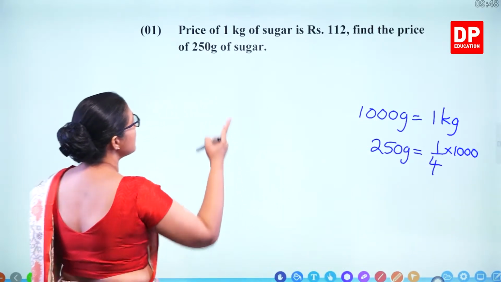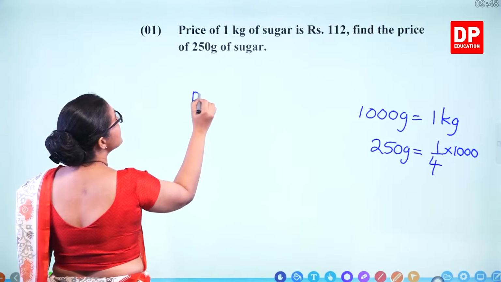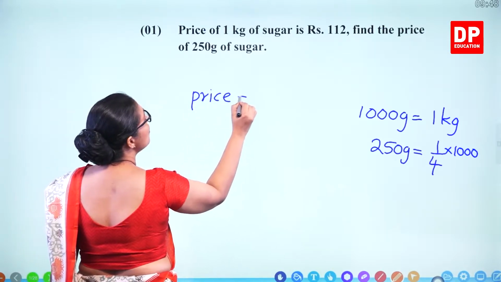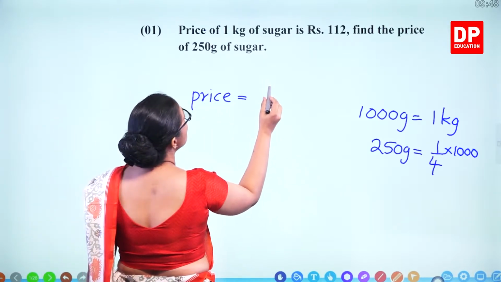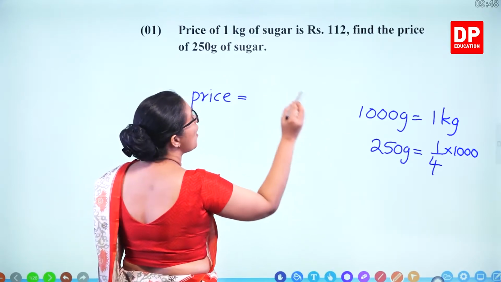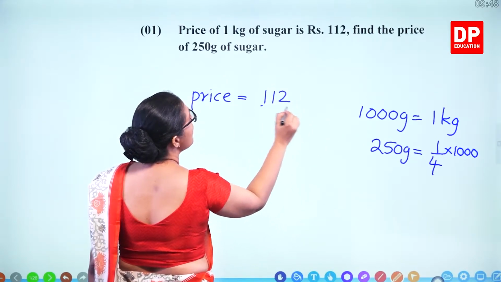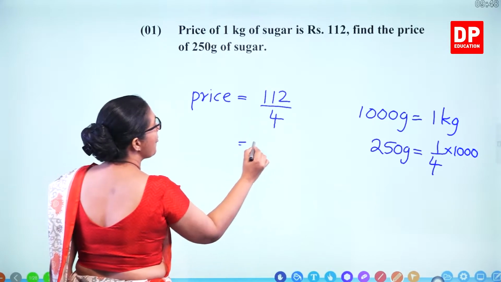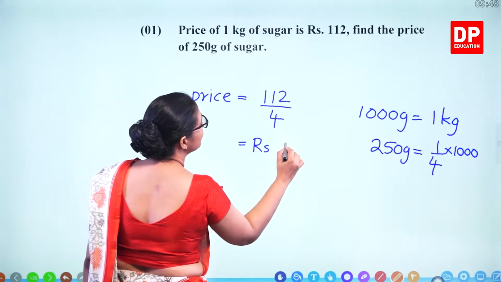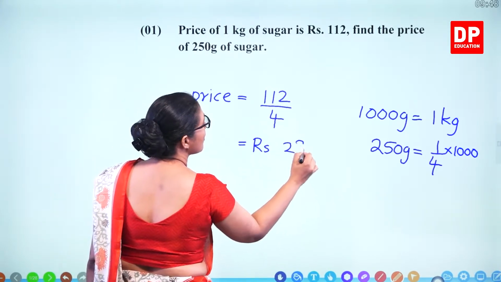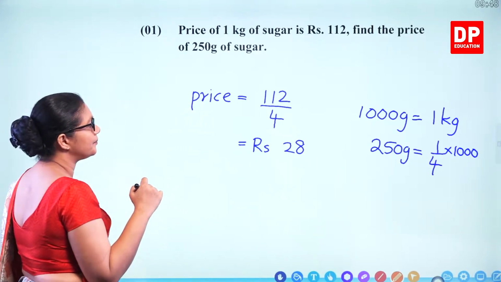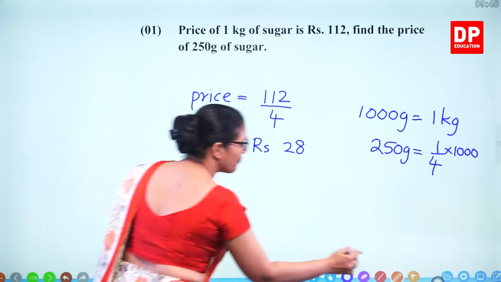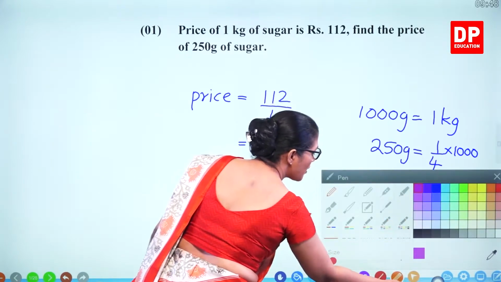So you can straight away find out price is equal to, 250 means 1/4, 112 divided by 4. You get 28 rupees. So 2 marks for that.